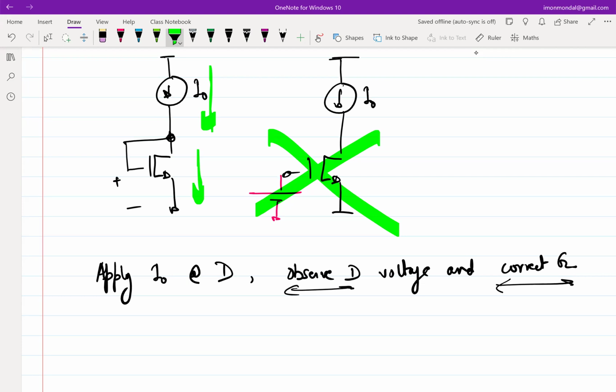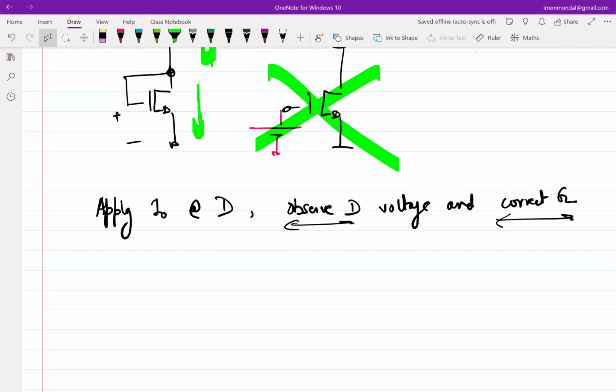If the drain moves down, we'll have to ensure that the gate moves down. The simplest way to go about doing that was to simply connect. So now you see the way I have written this statement, this should naturally lead to the fact that I can apply current at the source, then observe, let's say, drain voltage and correct the gate voltage.